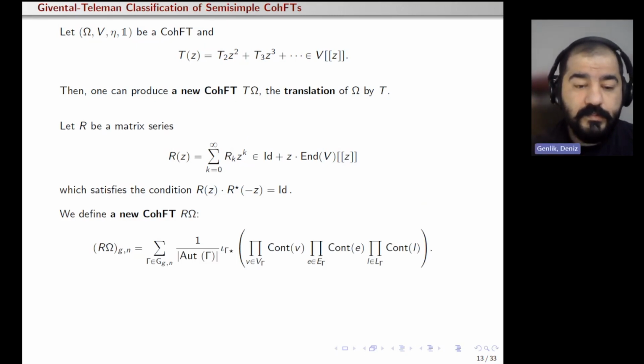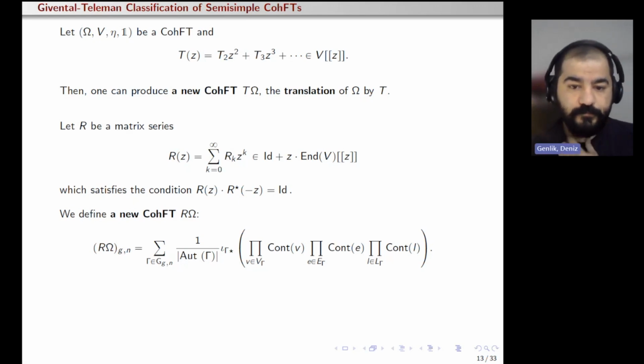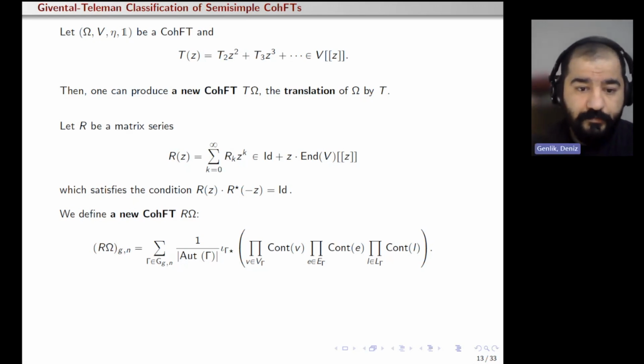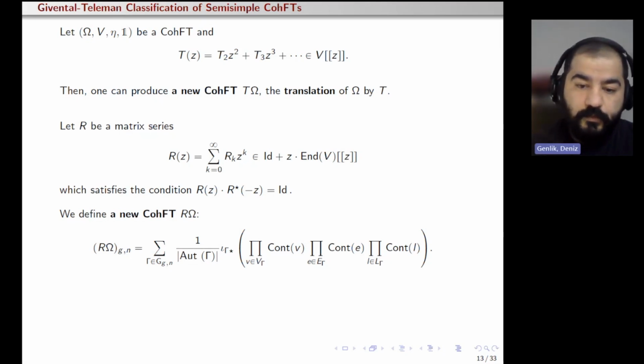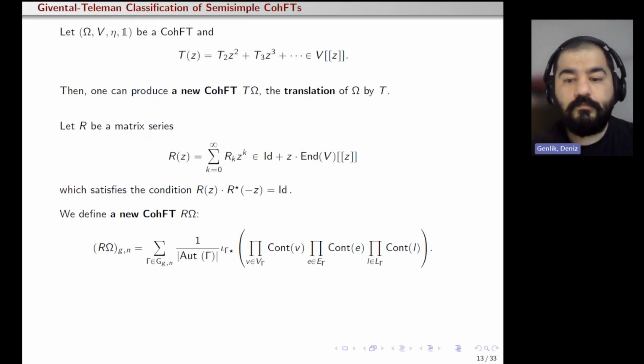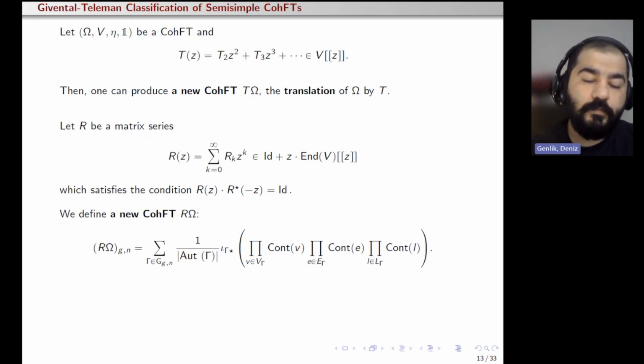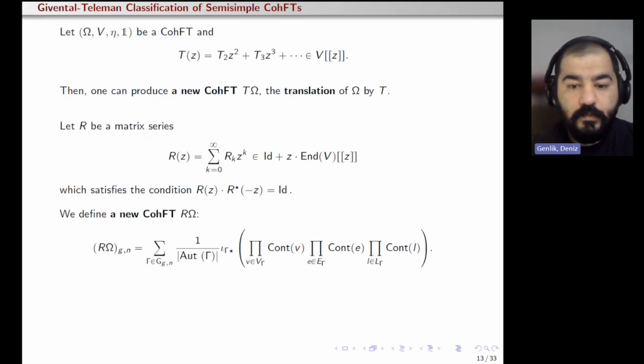This R action is given as a sum over stable graphs. For every g, n, there are finitely many stable graphs, and for each stable graph you define what the contribution should be, and you sum them up. For the vertex contribution, you have something coming from omega; for the edge contribution, you have something from the R matrix and omega; and for the leg contributions, you also have something coming from the R matrix and omega. You patch these things together and push forward to the moduli space of stable curves, and you get your R omega cohFT out of omega. So basically, we have two actions. Let me summarize these things.